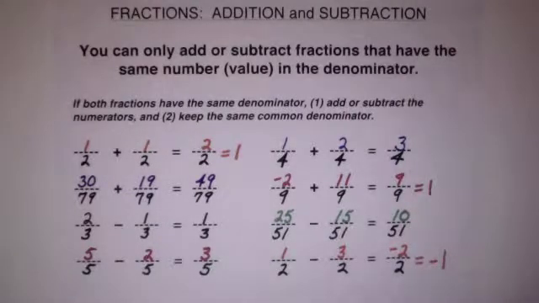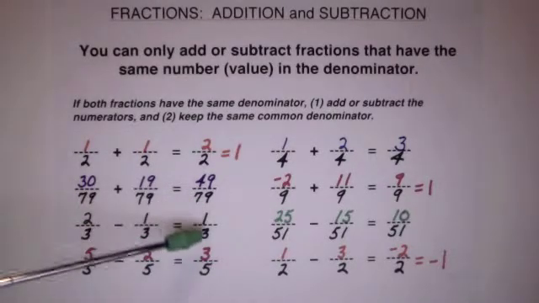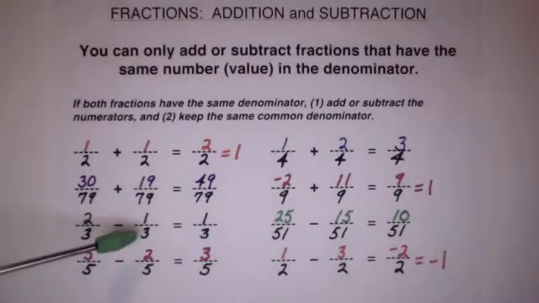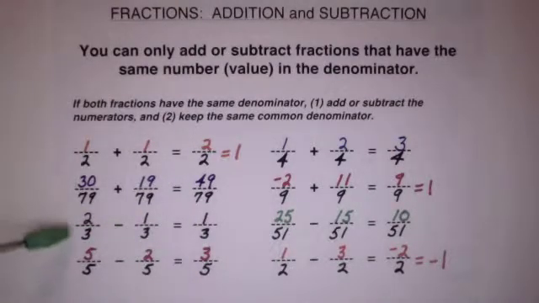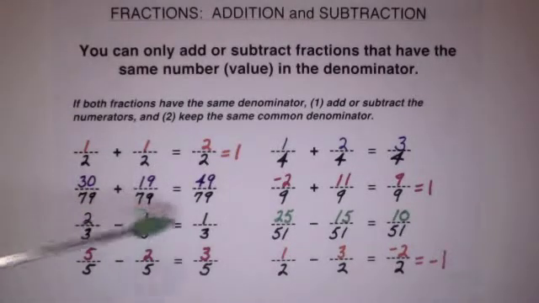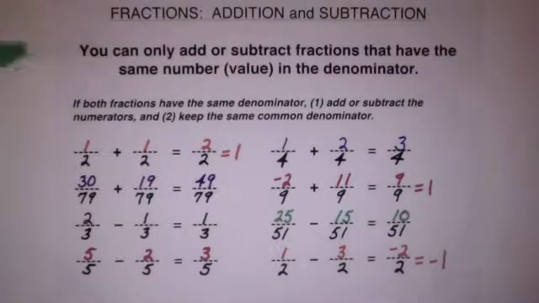Now let's look at some examples with subtraction. 2/3 minus 1/3 equals 1/3. The denominators are the same, so I keep the same common denominator for my answer, 3. I subtract 2 minus 1, which equals 1. Now let's think about it. If I had 2/3 of a pie and I gave you 1/3, I would be left with 1/3.